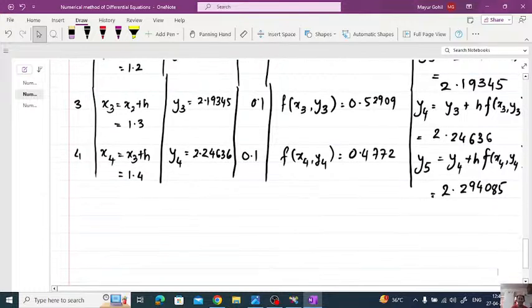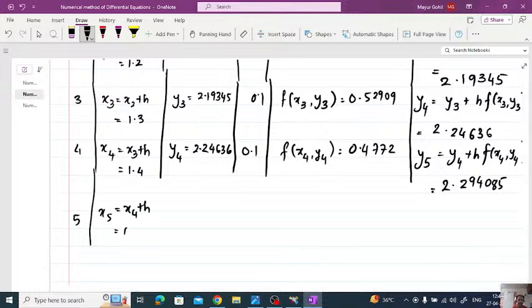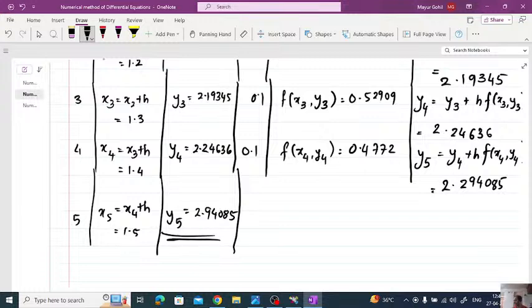Now let us see what happens at 5. At 5, here it is x5, x5 is x4 plus h, right, and that is 1.5, and we need y5. Y5 we have already found, which is 2.94085. So my answer terminates over here. Actually the answer terminated here itself because we wanted that, but no problem, that same answer is here. I hope you got this.